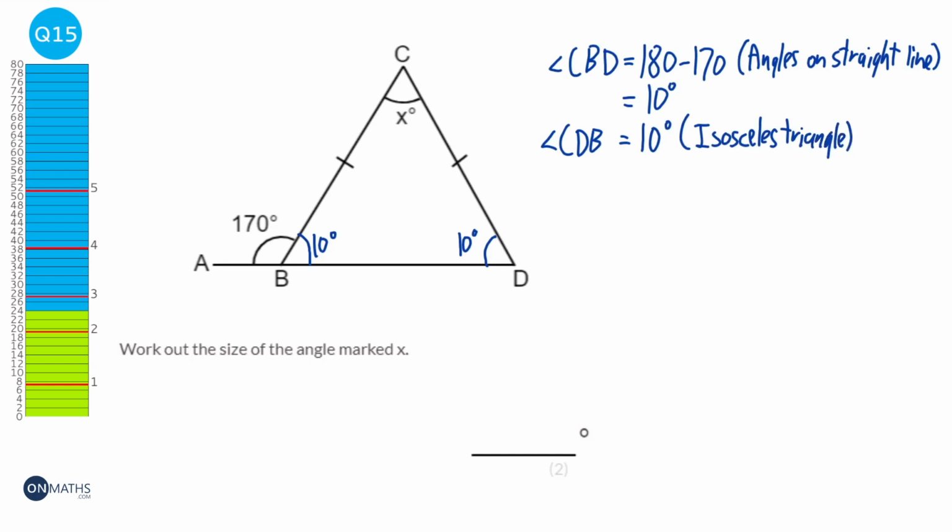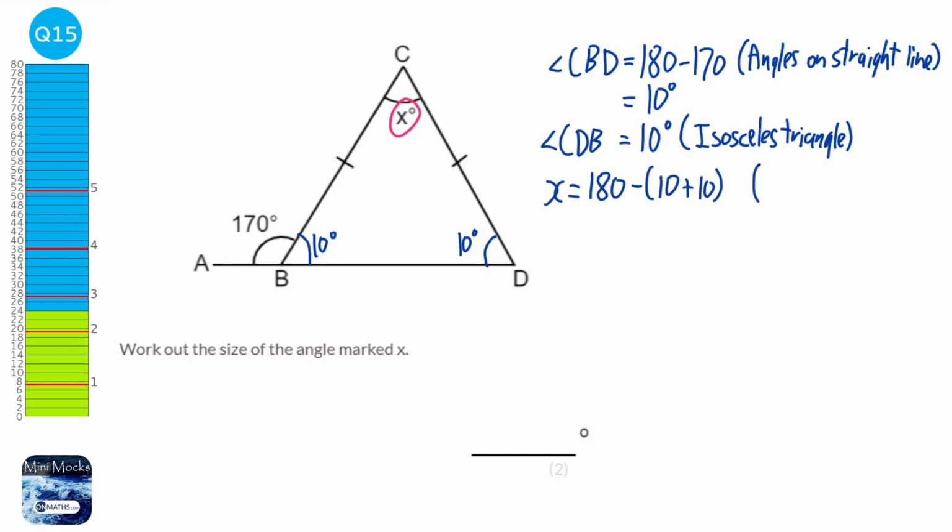And to find out what x is going to be, it's going to be 180 subtract 10 plus 10. And the reason for that is angles in a triangle add up to 180. So that's going to be 160 degrees. Make sure you state your reasons for every step of the working out because there's normally quite a few marks for the reasons.